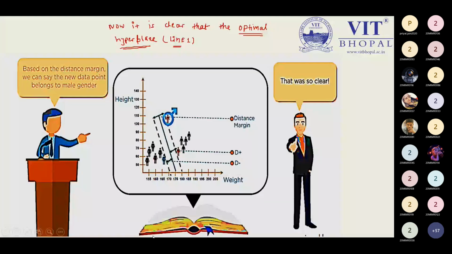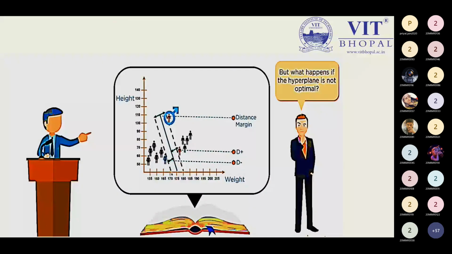So now it is clear that we have chosen line 1 as the optimal hyperplane. Good. But again, we have a question: is there a guarantee that the hyperplane we choose is optimal every time? There may be some cases when the hyperplane may not be optimal. Then what happens at that time? That is a big question. Yes, of course, it is true. Every time the line we choose may not satisfy our criteria. If the hyperplane is not optimal, then what happens?